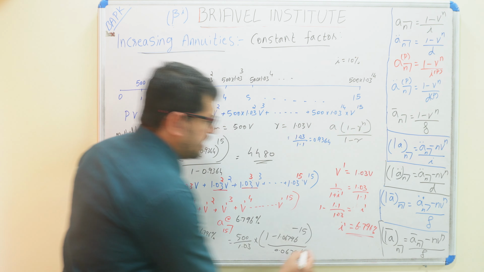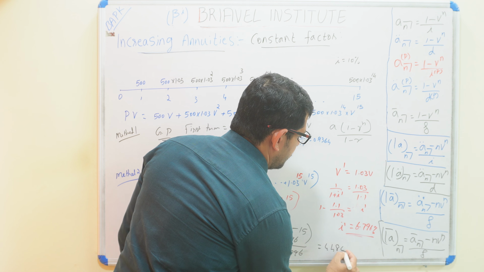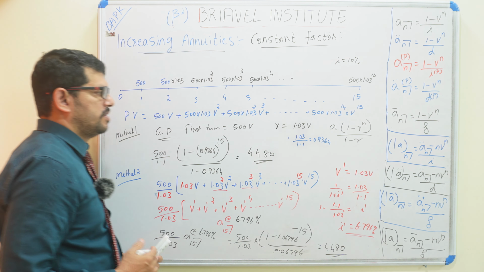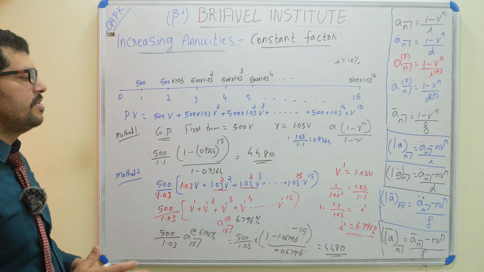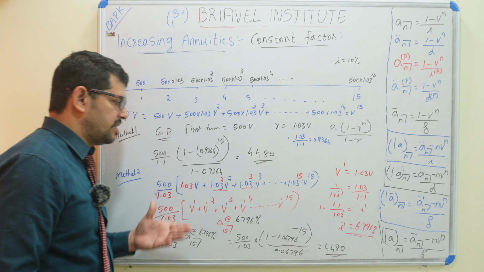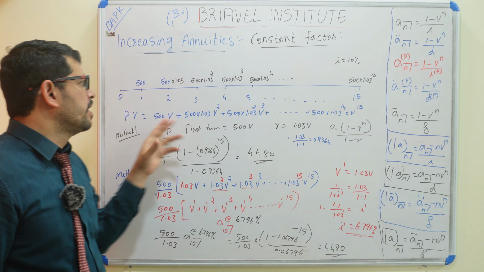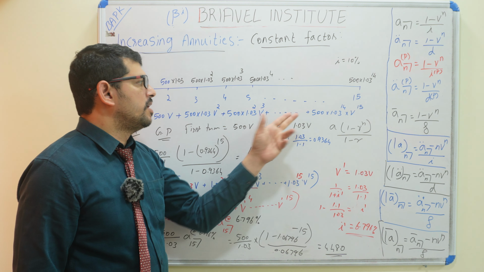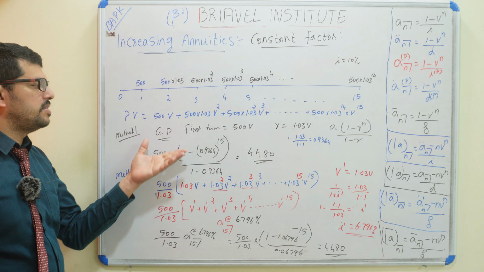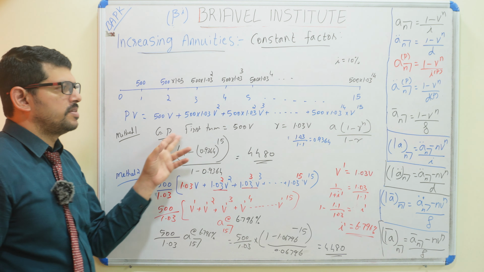So this also will get the 4480. So two methods are there. Which method is comfortable, you can use that same method. But this equation is common, so first you write this equation, and after that how to solve. This is also an easy method. Geometric progression will be an easy method.